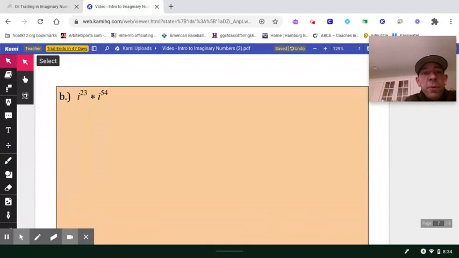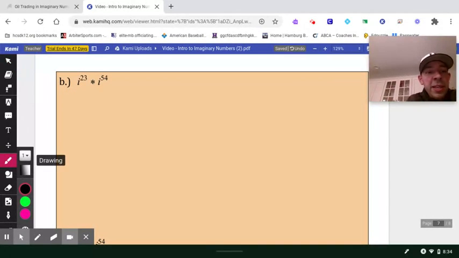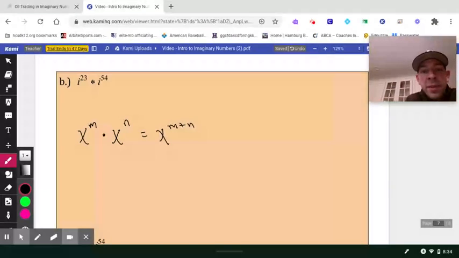Okay, so if you want to simplify this, believe it or not, multiplication is pretty nice. Do you remember the rule that says x to the m multiplied by x to the n is equivalent to x to the m plus n? Well, I'm going to take advantage of that rule, and I'm going to add the exponents. So when I add the 23 and the 54, we'll say i to the 23rd plus 54th. That makes i to the 77th.